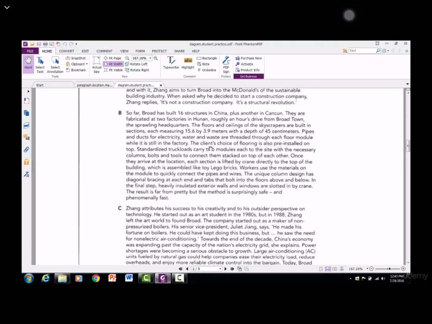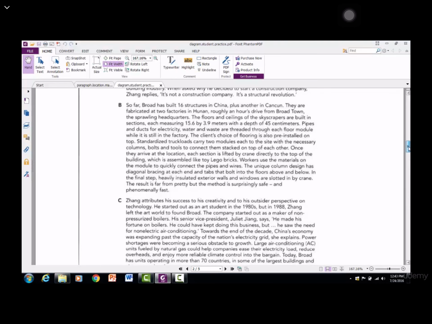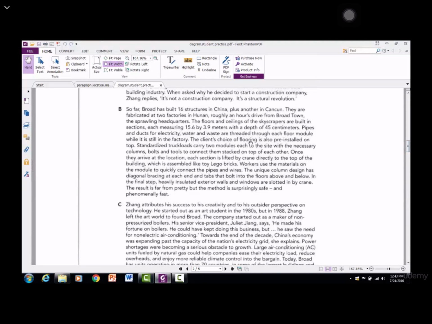So let's just say I'm about 95% sure they're never going to do that to you. As many years as I have been teaching the IELTS exam, I can't remember a time when they have done it. Okay? All right, so the client's choice of flooring. So the correct answer is flooring. F-L-O-O-R-I-N-G.